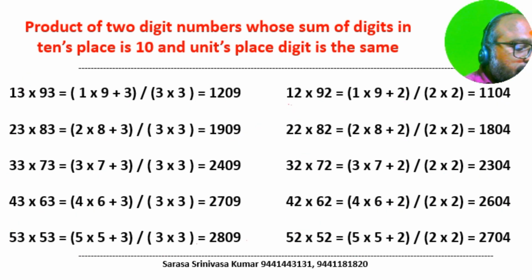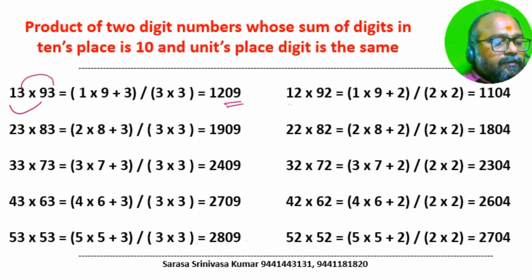Here we have 3 in units place. The product is written as 09. Product of 3 and 3 is 09. So multiply the tens place digits 1 into 9, 9 plus units place digit 3. We get 12, 09.